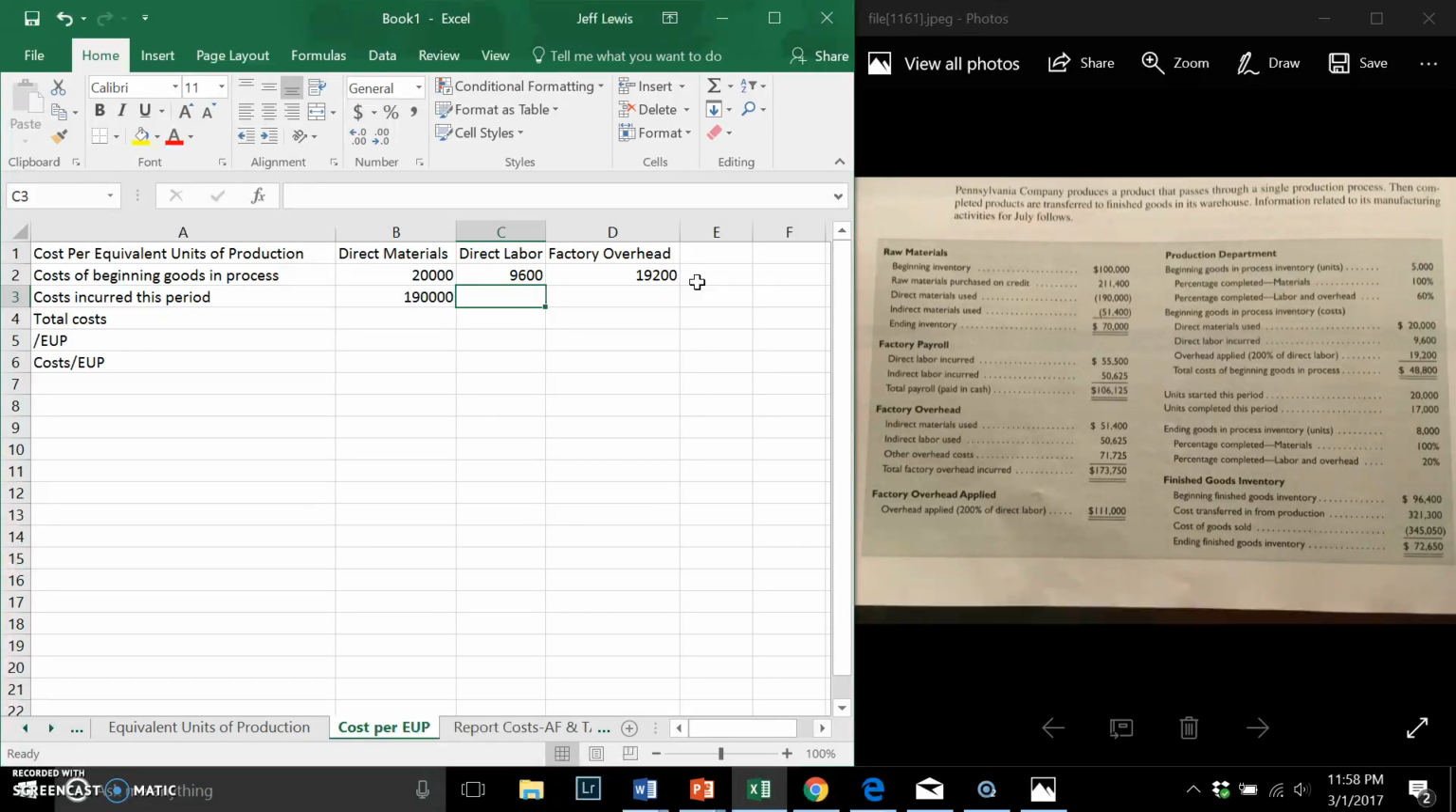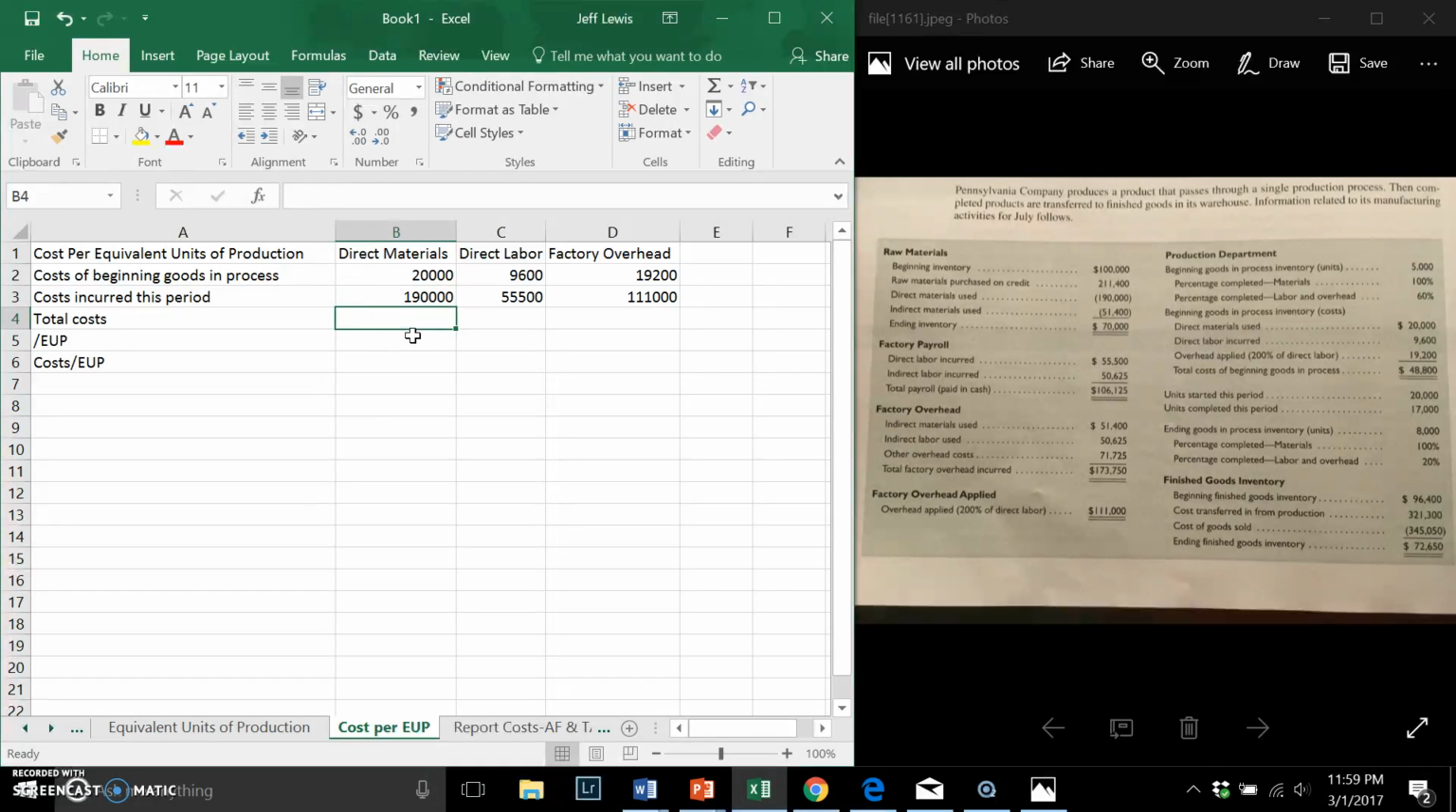Then to direct labor, we're going to add 55,500. So 55,500 direct labor incurred. You can find that number right here. Then for factory overhead, we have it right here. You find the number that you're going to add in. Costs incurred, overhead applied. So 111,000 is the number that you want to enter here. So those are all the costs that we've incurred this period. And so again, you find the direct materials used here, you find the direct labor incurred here, and you find the factory overhead applied here.